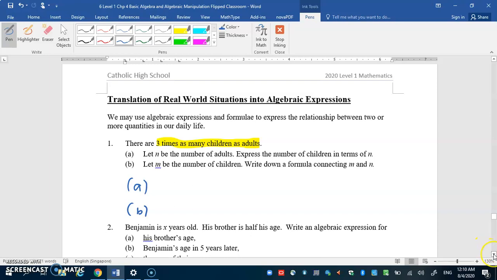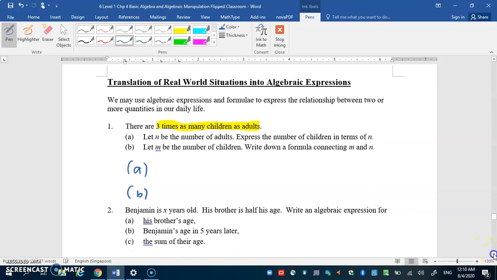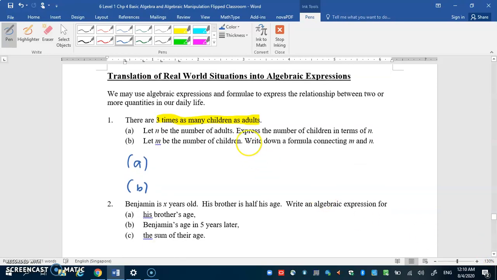Question says there are 3 times as many children as adults, so let n be the number of adults, express the number of children in terms of n. So if n is the number of adults and there are 3 times as many children as adults, part A will just be 3n children. Okay, the number of children is 3n.